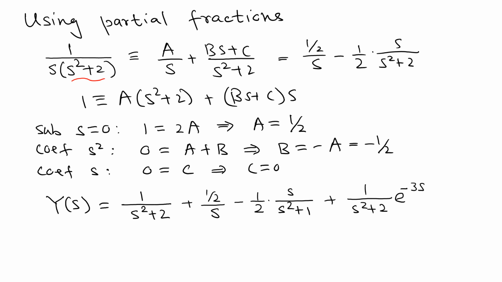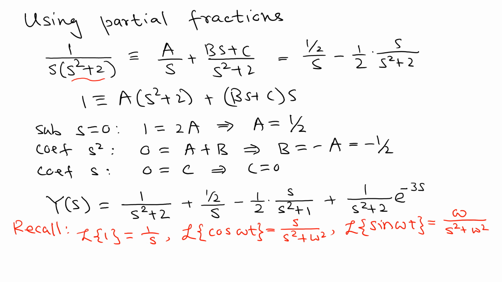Now let's recall these formulas. The Laplace transform of 1 is 1 over s. The Laplace transform of cosine omega t is s over s squared plus omega squared. Sine omega t is omega over s squared plus omega squared. And also the second shifting property, which is that the Laplace transform of f(t minus a) u(t minus a) equals e to the minus a s F(s). Okay, so we need all of them for this problem.